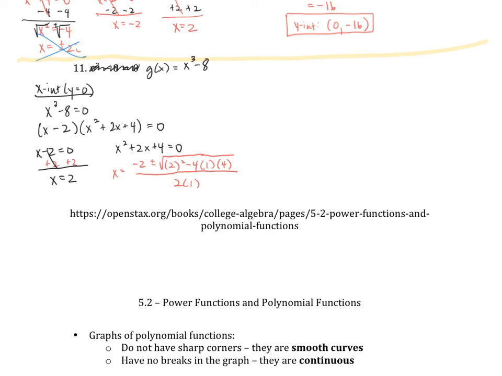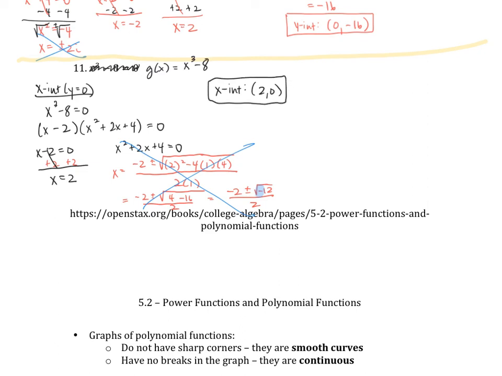And so when we simplify that, we will have negative 2 plus or minus the square root of 4 minus 16, all over 2. That's going to be negative 2 plus or minus the square root of negative 12, over 2. Right here, this is our big red warning sign, the negative under the radical. This is going to give us imaginary, right, the i, the complex numbers. This will not lead to x-intercepts. So these are going to be excluded. So the only x-intercept we get is x equals 2. So the only x-intercept we have in this case is (2, 0).